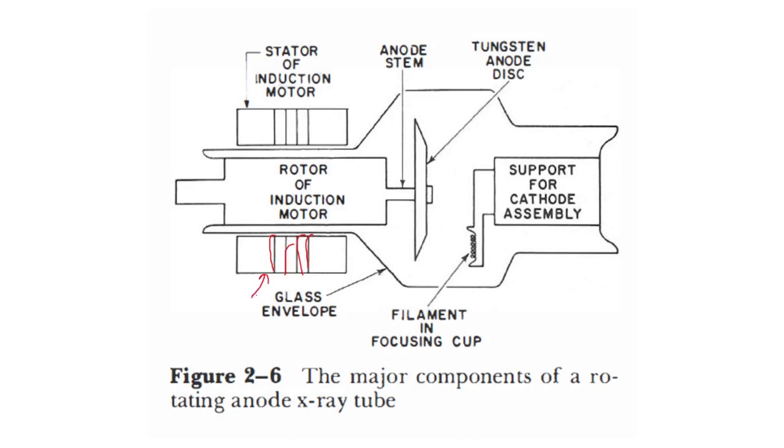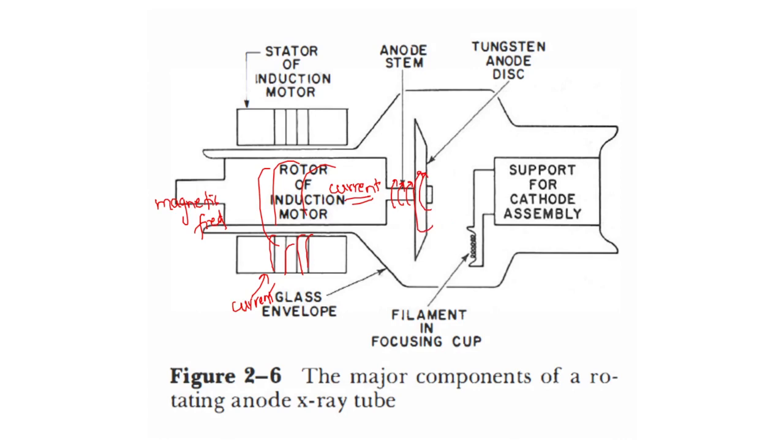When current is passed through the stator coils of the induction motor, these will produce a magnetic field. When the magnetic field is produced, it will induce current in the induction motor. When the magnetic field induces current, the copper rotor present in the induction motor starts to rotate, which will rotate the anode assembly. This is the main mechanism.